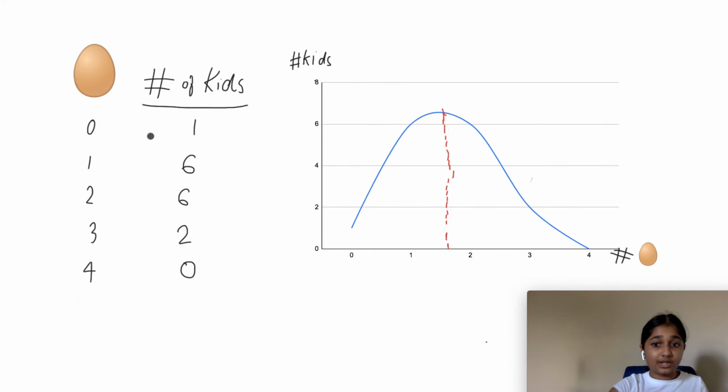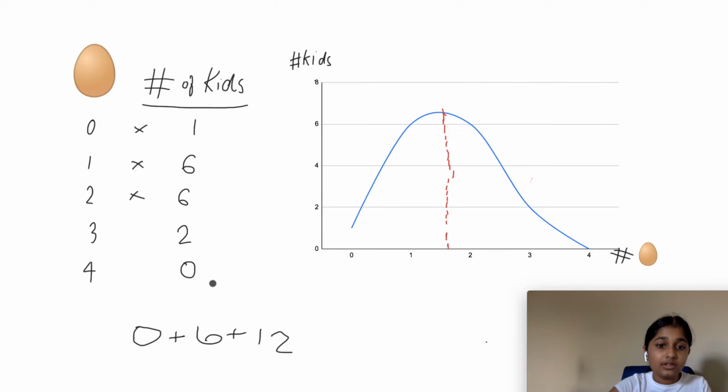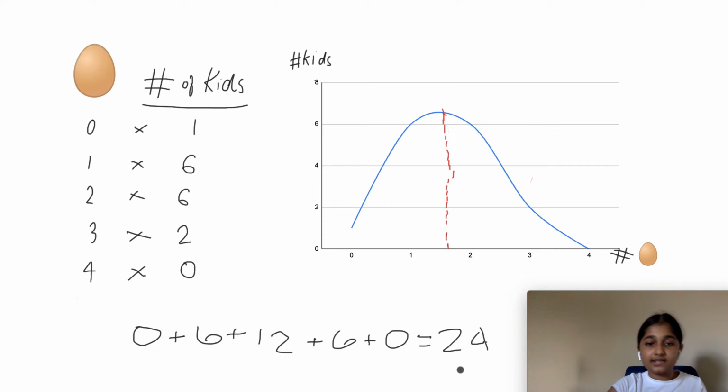Now let's actually find the mean and see if we're about right with our estimation. What we have to do is multiply these numbers. 0 times 1 would equal 0. So we add that with 1 times 6, which is 6. 2 times 6 is 12, so we add 12. 3 times 2 is 6. 4 times 0 is 0. Now we have to add all that up, and we would get 24. That's not it, we still have to do more. So 24.